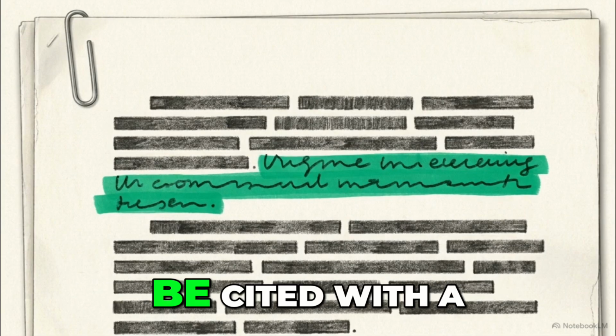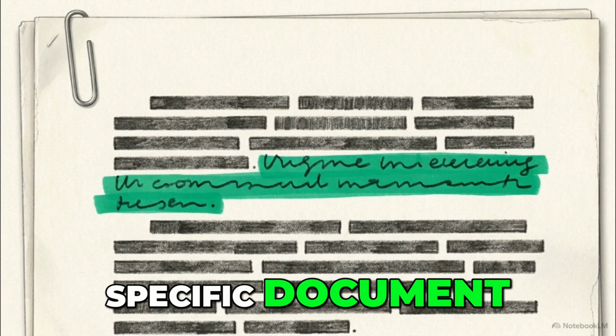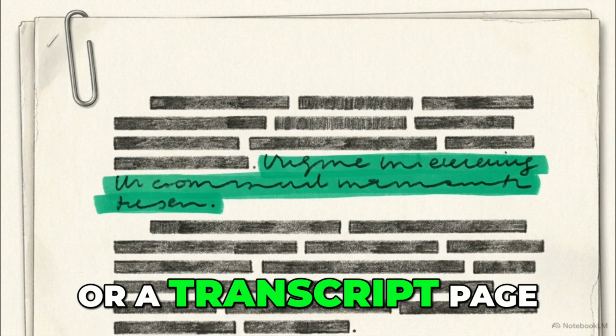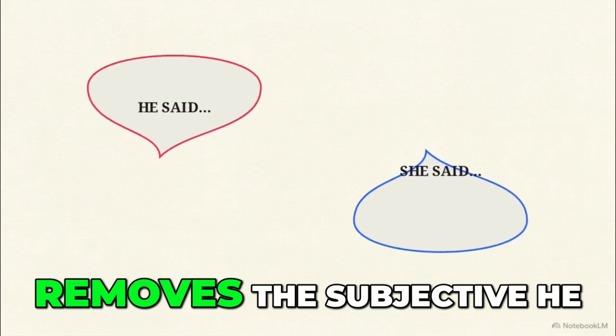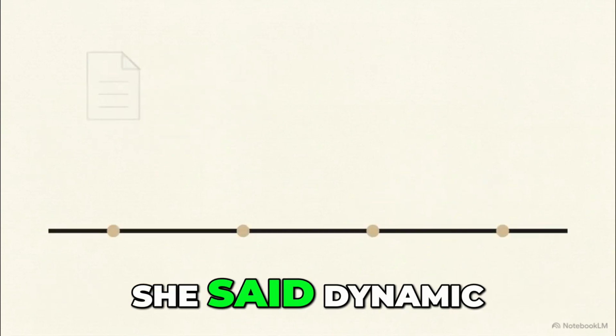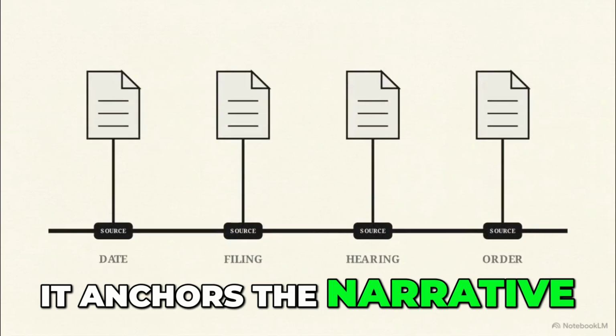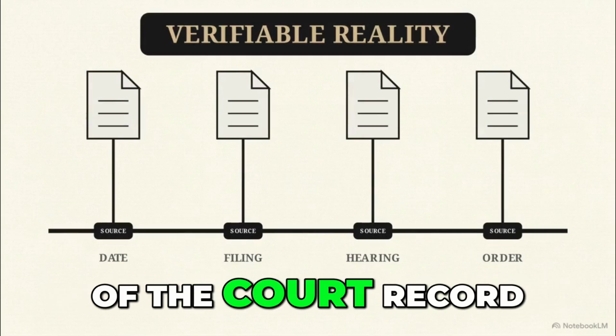There is one absolute rule for this framework. If an event cannot be cited with a specific document, like a docket entry or a transcript page, it cannot be included. A perfectly sourced timeline removes the subjective he said, she said dynamic. It anchors the narrative to the verifiable reality of the court record.